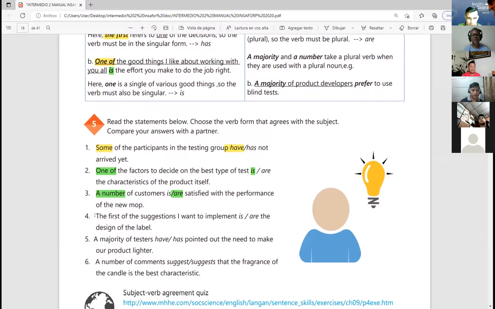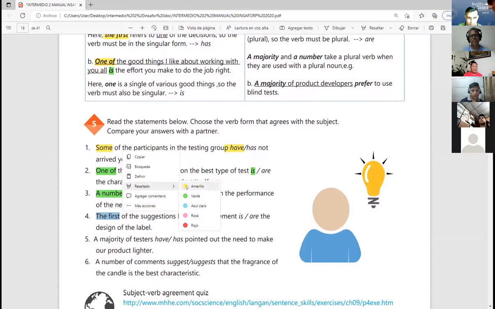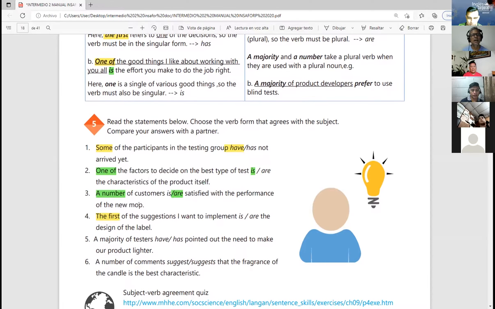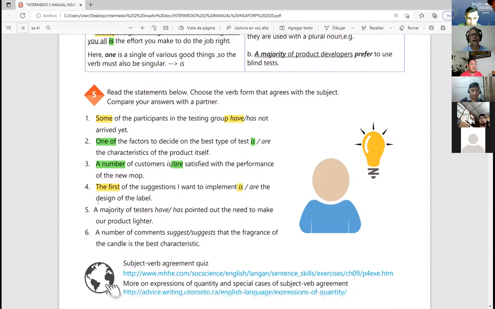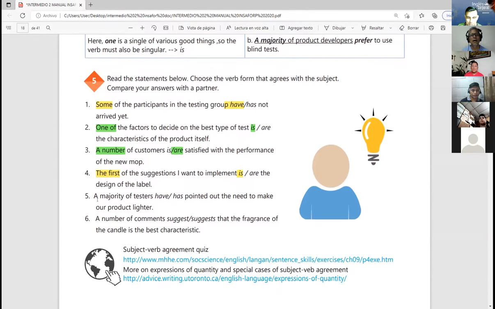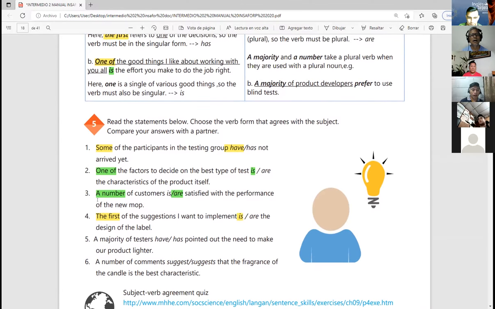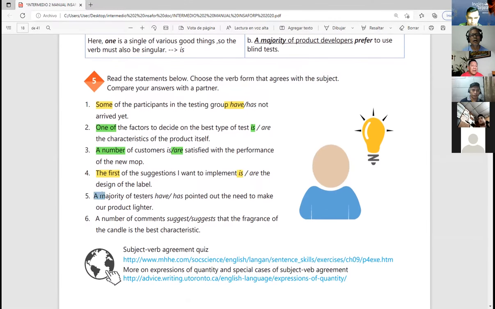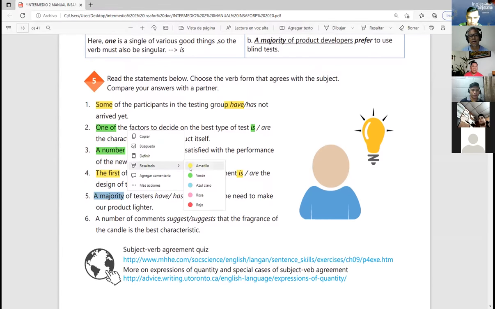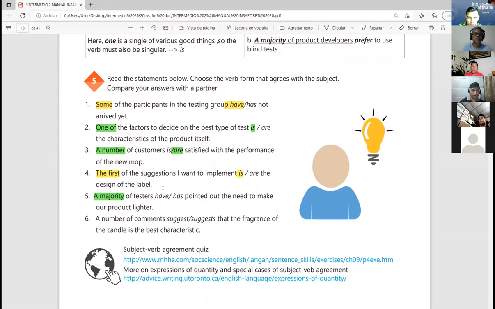First. Okay, the first suggestion I want to implement is: a majority of testers have. Good. Is plural. Good.